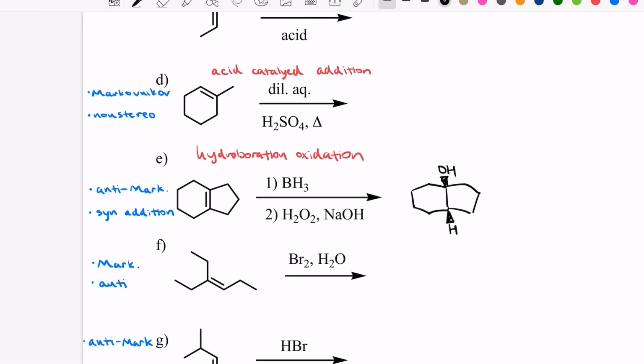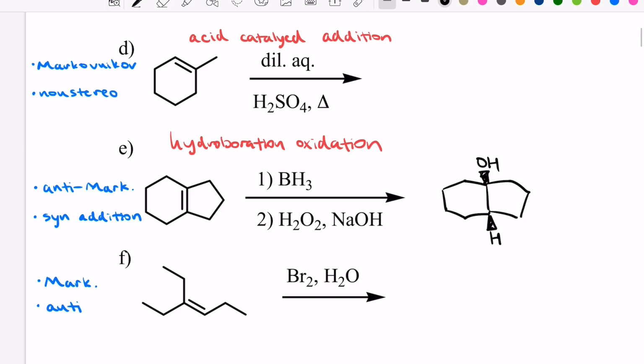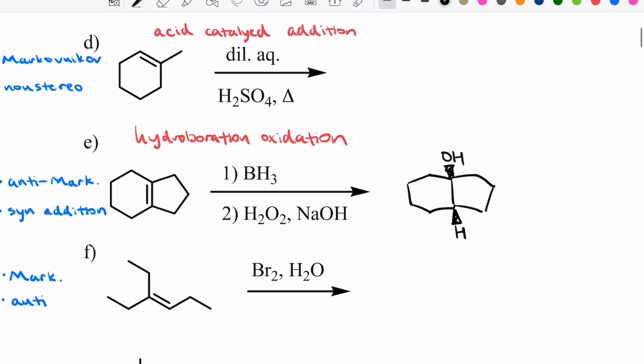Quick review. Hydroboration oxidation is adding an alcohol group and a hydrogen across your alkene. It adds your alcohol to the less substituted side. And both groups are added in the syn addition, meaning they're going to be on the same plane as each other. Either both are wedges or both are dashes.